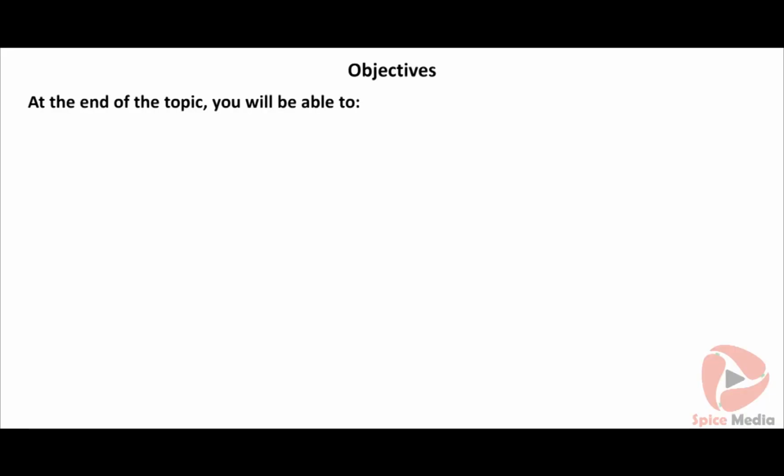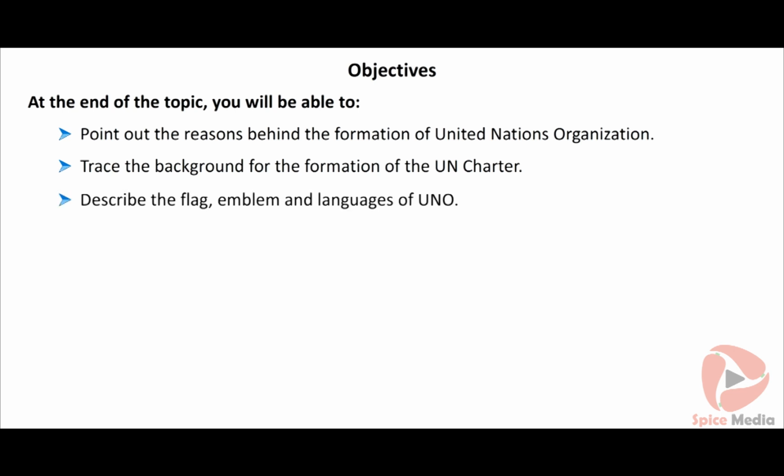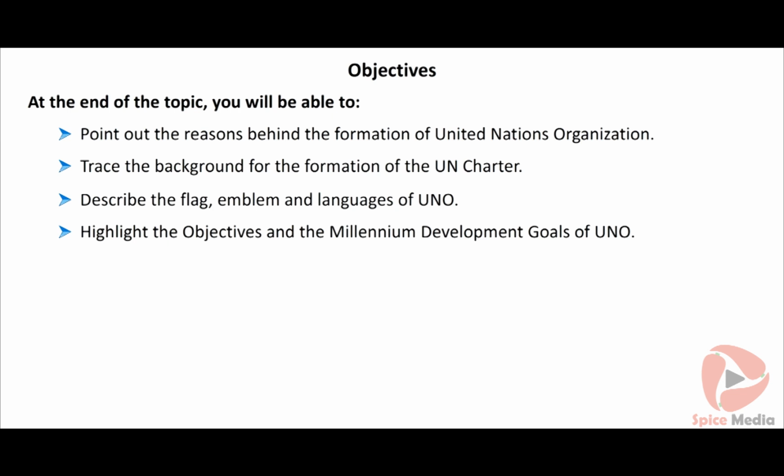At the end of the topic, you will be able to point out the reasons behind the formation of the United Nations Organization, trace the background for the formation of the UN Charter, describe the flag, emblem and languages of UNO, highlight the objectives and the Millennium Development Goals of UNO.